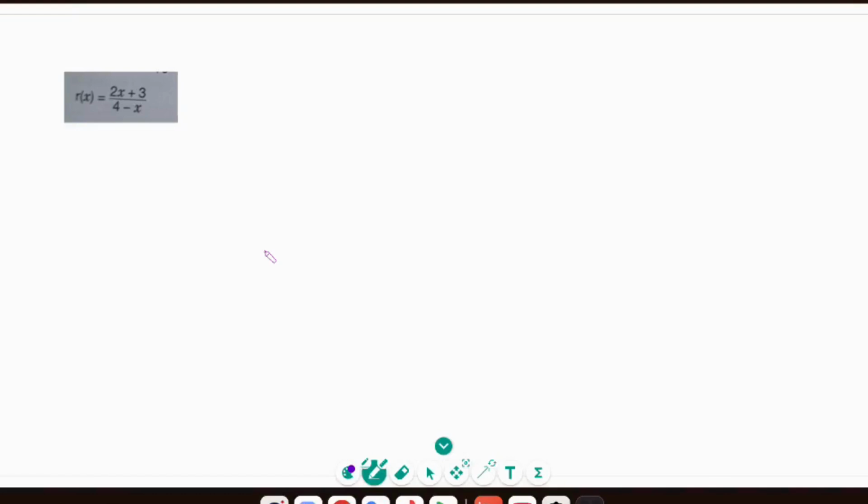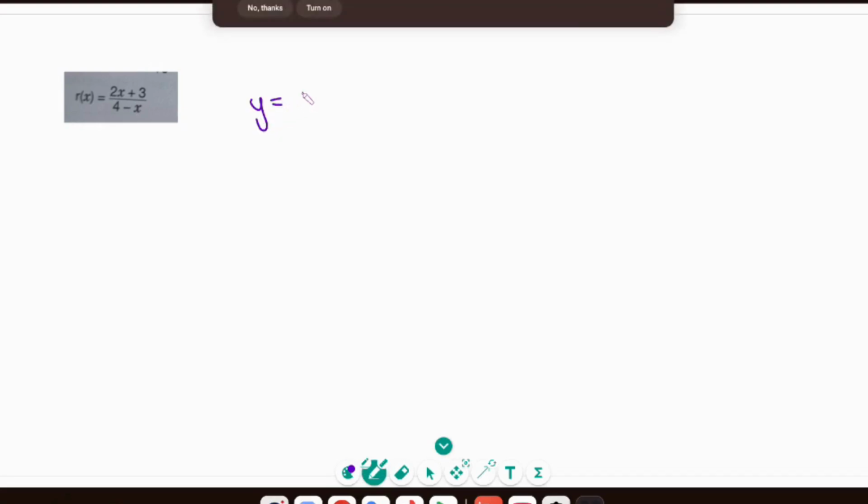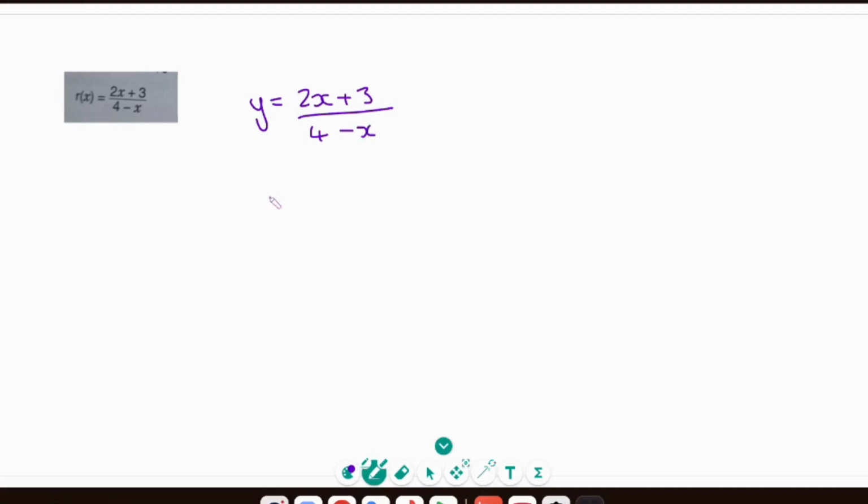Here we will look at a more advanced question of finding the inverse function. We start out as normal. Put the function equal to y. Make x the subject by timesing both sides by 4 minus x. Expand the brackets.